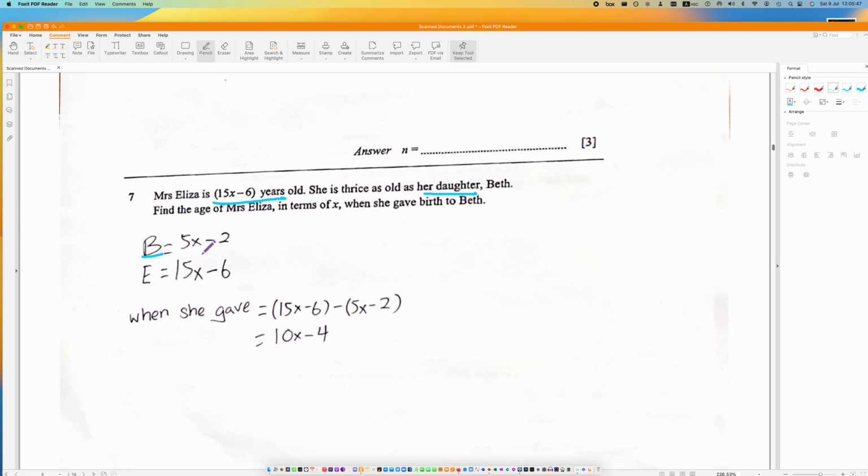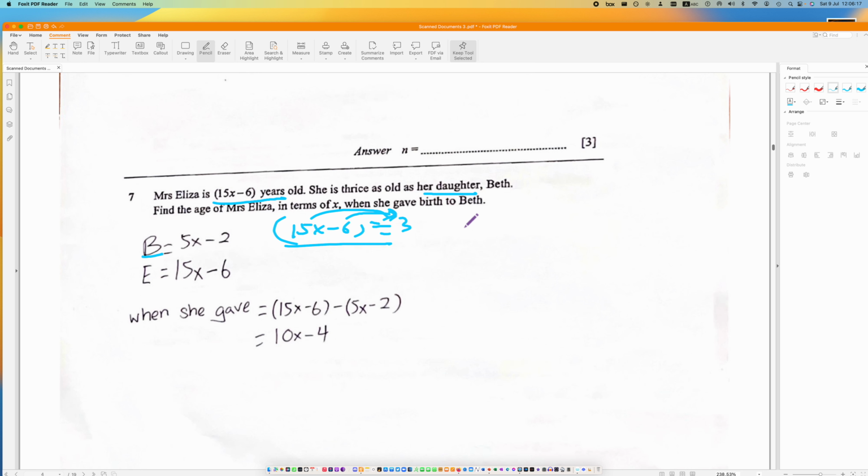So you need to show how you get this, 15x minus 6. You need to show this step. Therefore you do the bracket first, arrow, second arrow. You need to show this step. Like I have been saying the same thing, don't skip steps. You have skipped these steps. So find the age in terms of x when she gave birth to.